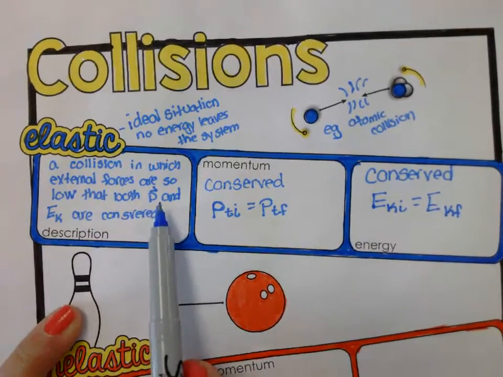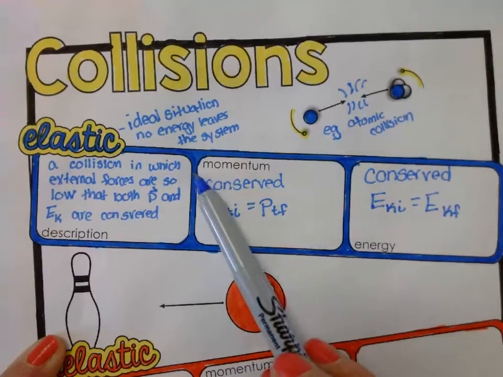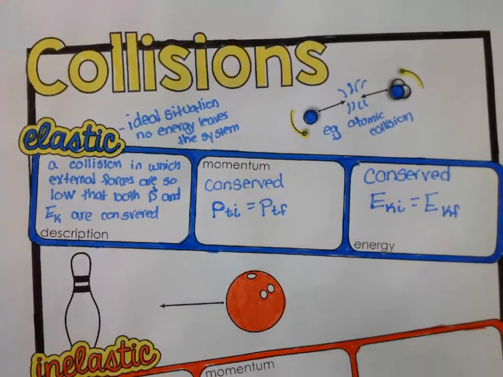So an elastic collision, again, is an ideal situation. All of the energy is conserved. All of the momentum is conserved. And our example of that is an atomic collision. And an elastic collision is completely rare.